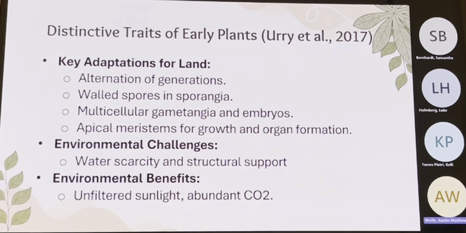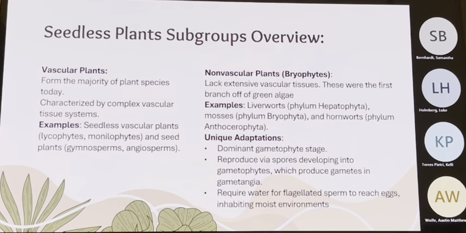Distinctive traits of early plants. So as far as key adaptations for land, alternation of generations, walled spores and sporangia, multicellular gametangia and embryos, and then apical meristems for growth and organ formation. Environmental challenges, water scarcity and structural support, and then as far as environmental benefits, unfiltered sunlight, and then abundant CO2.